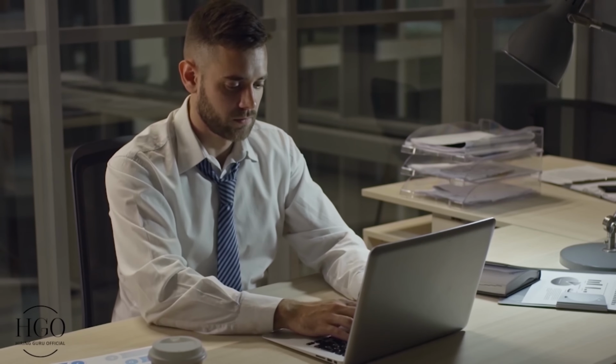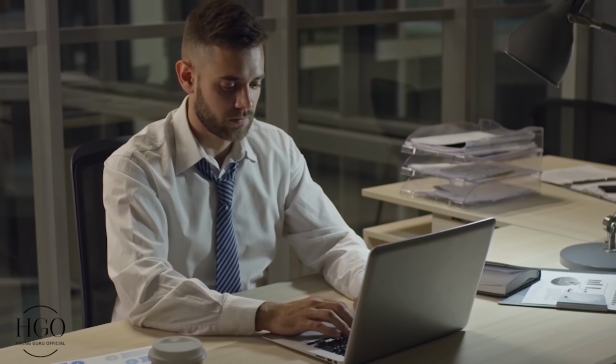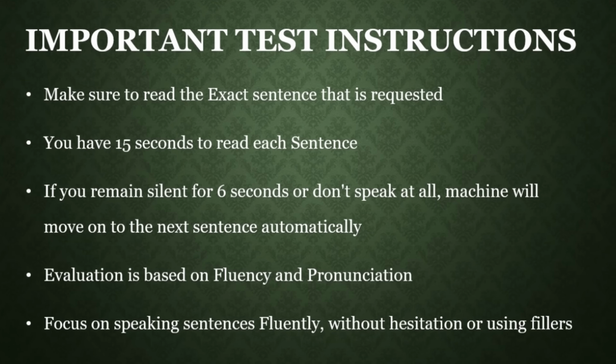Trust me, this is the easiest section of this test, and you should aim to score as high as possible in this section. Now, there are a few things that you need to keep in mind. Make sure to read the exact sentence that is requested and not anything else. If you're asked to read sentence number 5, then you shouldn't read sentence 1. You will have 15 seconds to read each sentence. And if you remain silent for 6 seconds and do not speak at all, the machine will automatically move on to the next section.